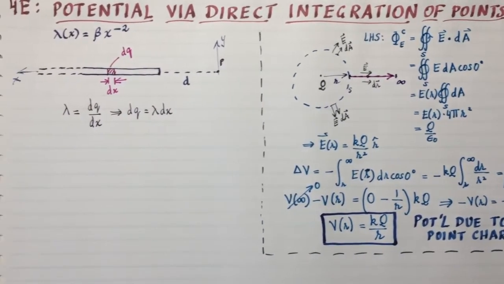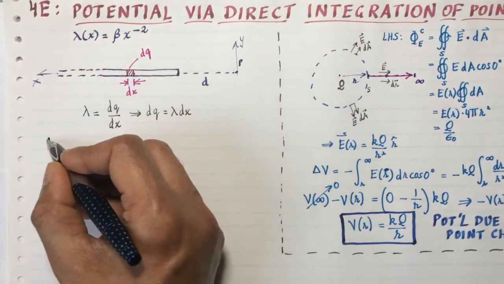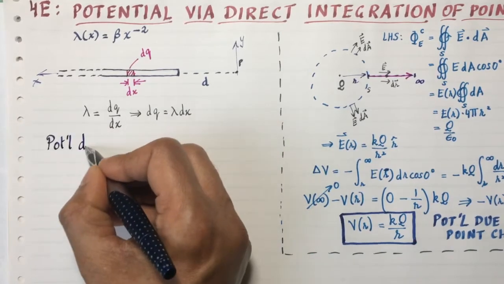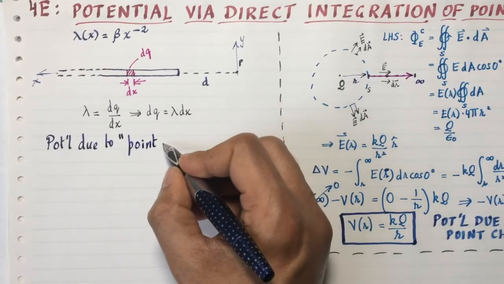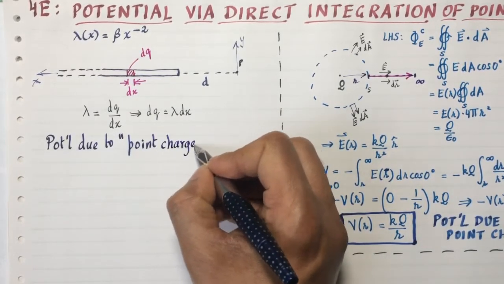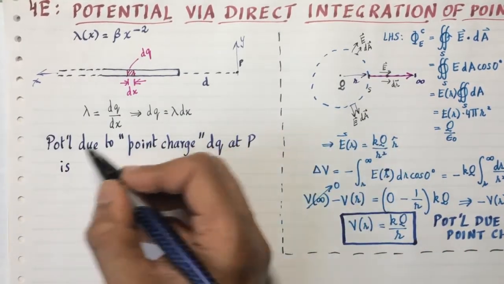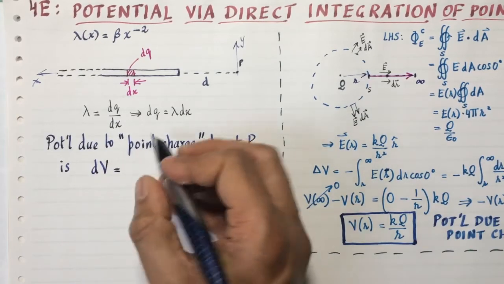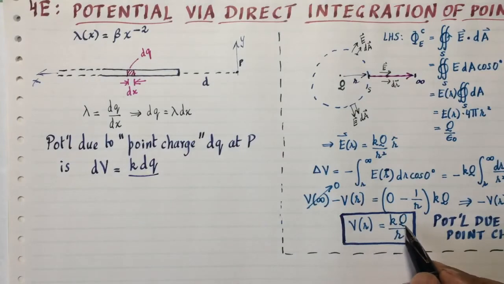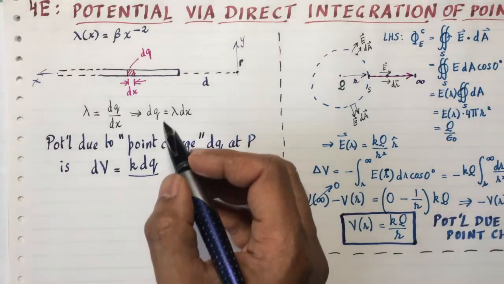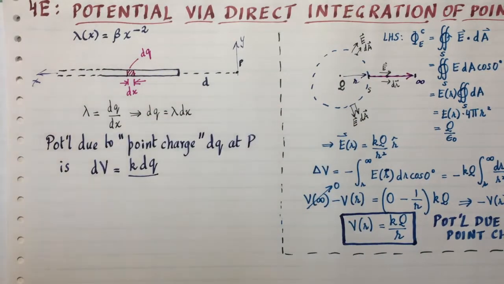So on this side, what I'm going to do is say the potential due to the charge dq, the point charge, I'll put it within quotes because it's certainly not a point, at the point P, what is that going to be? That's going to be given by dV equals k dq divided by r. I'm just replacing q here with dq, and r is the direct distance between the element and the point in question. In other words, this distance here.